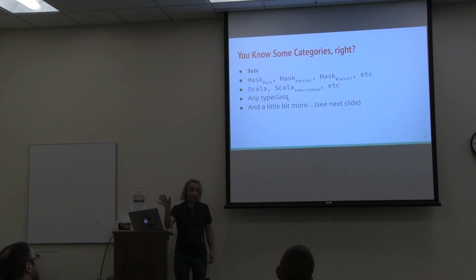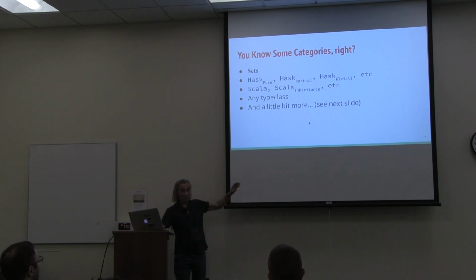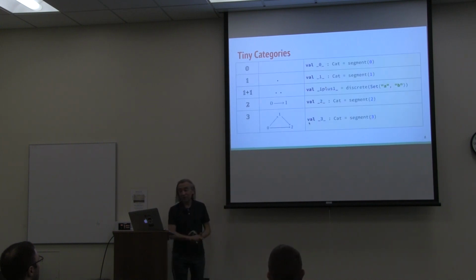Any type class, well, this is arguable. So some people say that a type class is a functor or functor is a type class. No, I think a type class is just a category. And there are more categories, right? So like small samples of small categories are here.